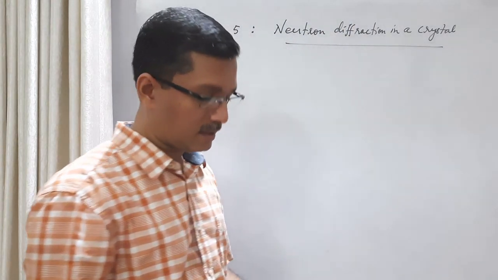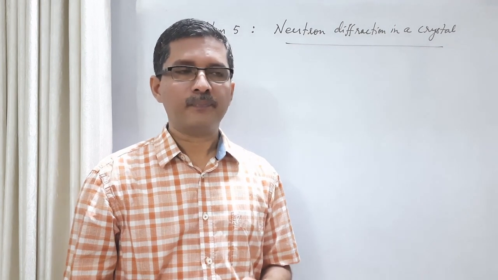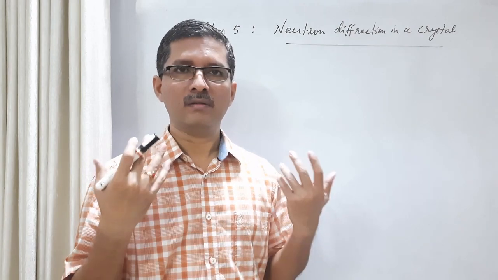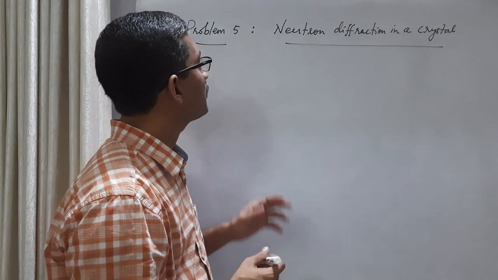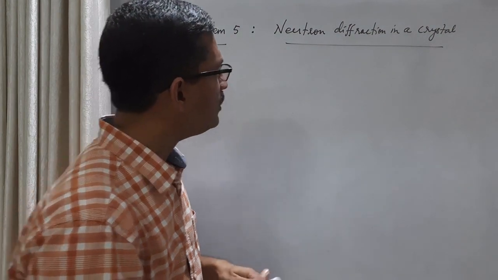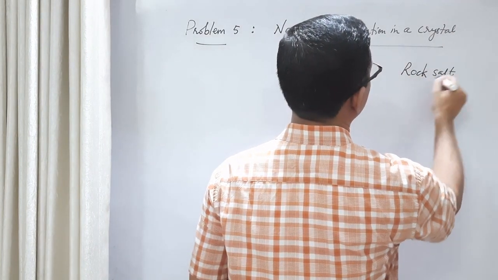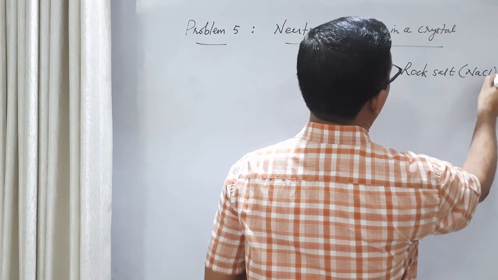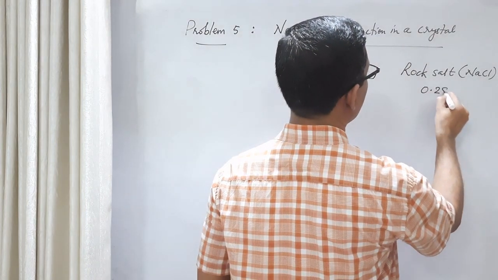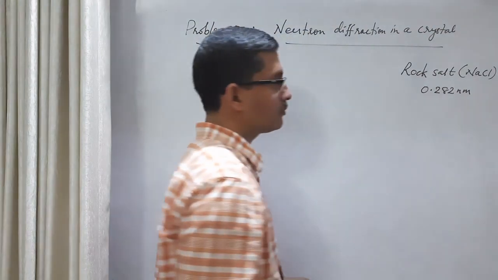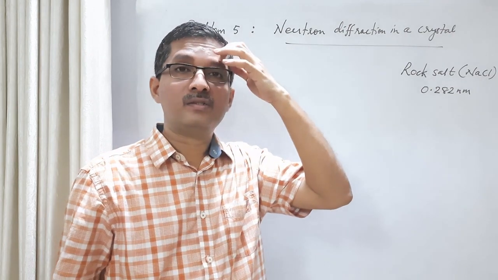Earlier we considered the possibility that electron waves can undergo diffraction in a crystal. Now in the same way, if every particle has a wave nature, a neutron beam can also undergo diffraction in a crystal. Let's consider this. If we consider rock salt, which is sodium chloride, its interatomic spacing is 0.282 nanometer, or 2.82 angstrom. This is the interatomic spacing in a sodium chloride crystal.